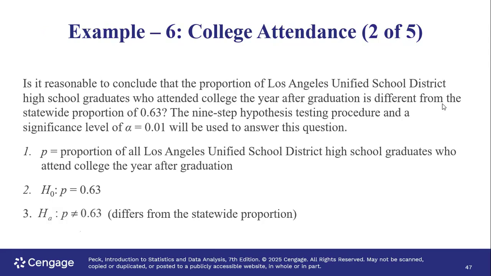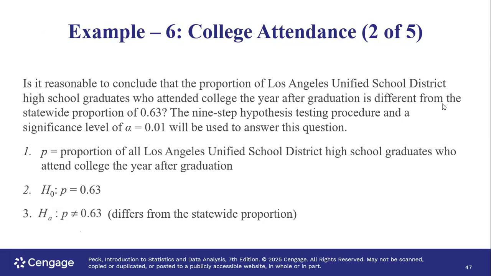So what is our null hypothesis? Null hypothesis is p equal to 0.63. What is p? p is the proportion of all Los Angeles Unified School District high school graduates who attend college the year after graduation. It's a population proportion. Null hypothesis p equal to 0.63. What is the alternative? It differs from it: Ha, p not equal to 0.63.